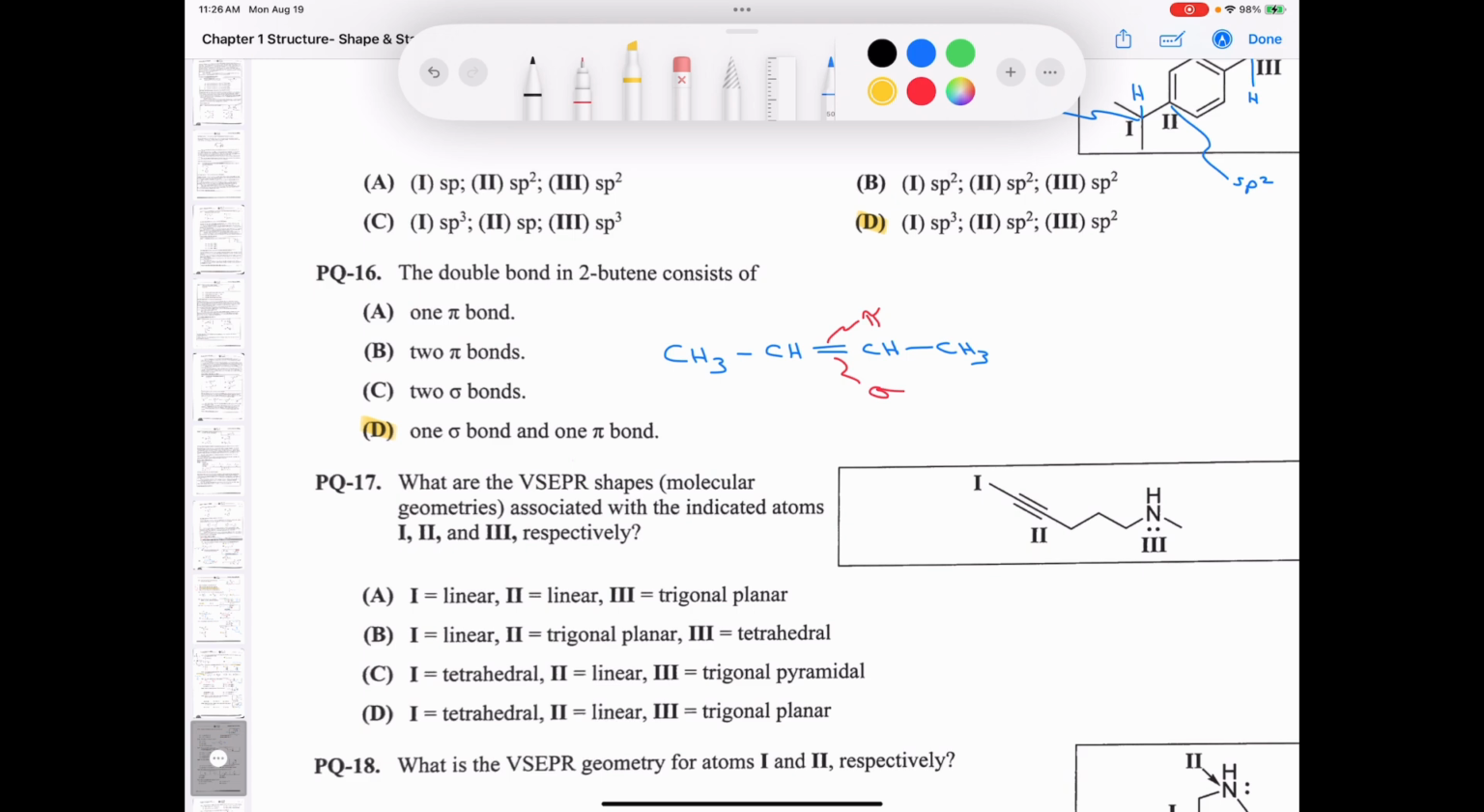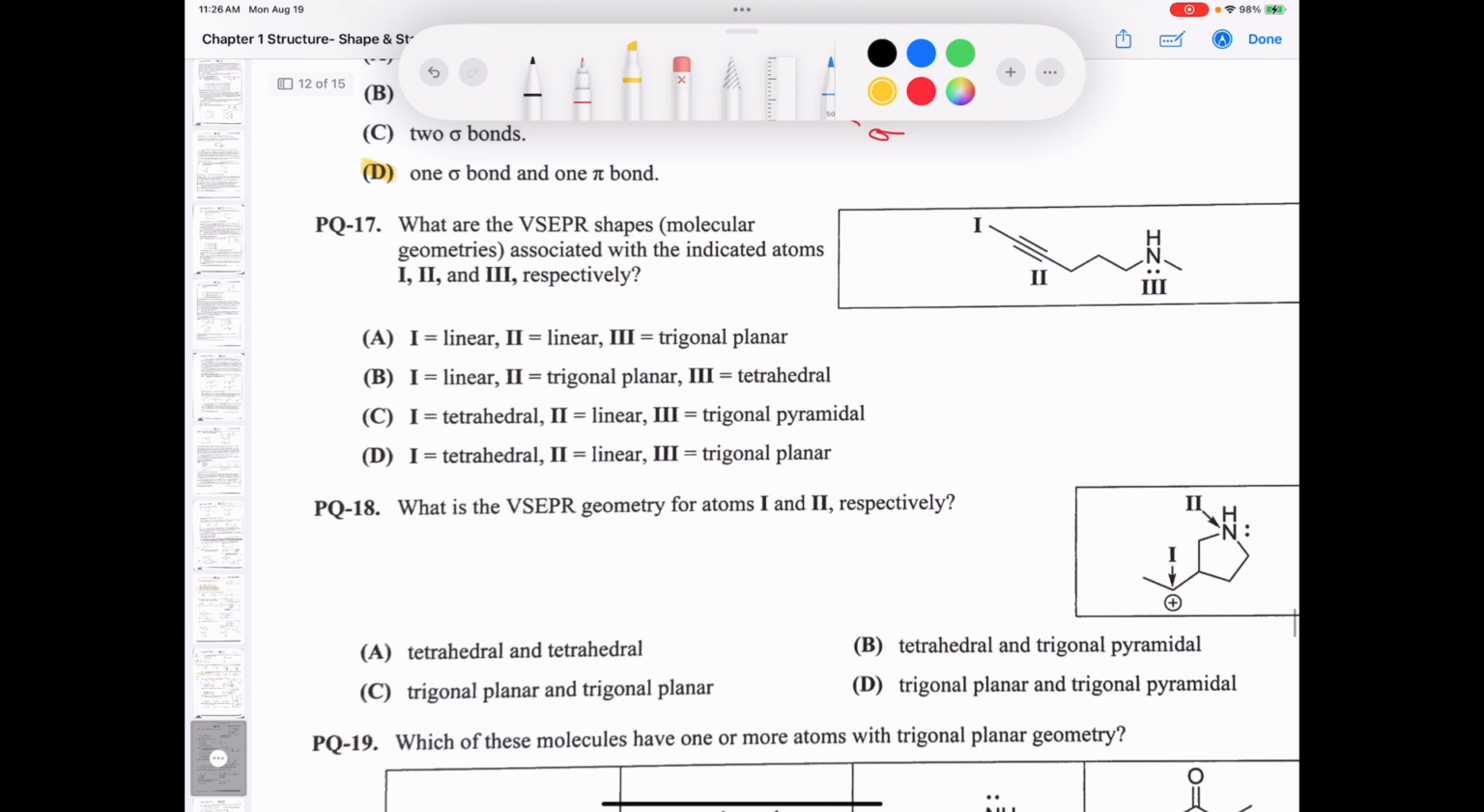Moving right along, number 17, what are the valence shell electron pair repulsion shapes or molecular geometries associated with the indicated atoms? Well, if we look at atom number 1, there is a carbon here. Now this is a bond line structure. There are 3 hydrogens attached here that aren't shown, and there's a bond to this carbon in red. So that means this carbon has 4 single bonds, which means it's sp3 hybridized, which means it's tetrahedral.